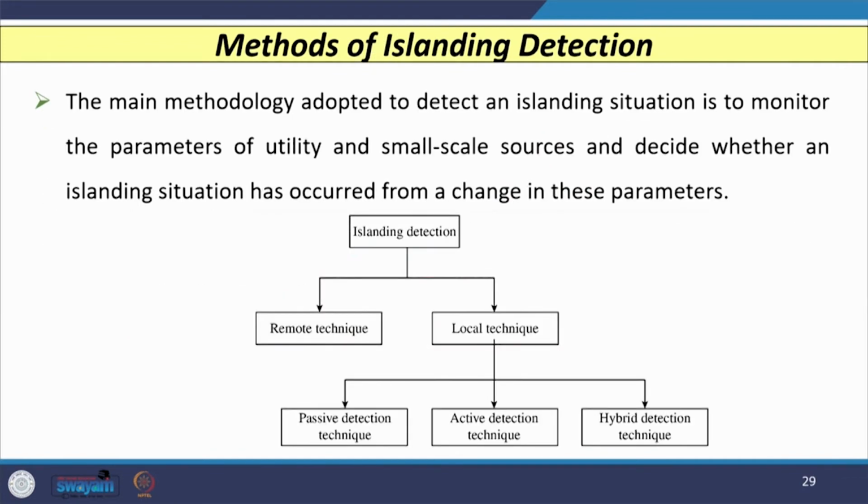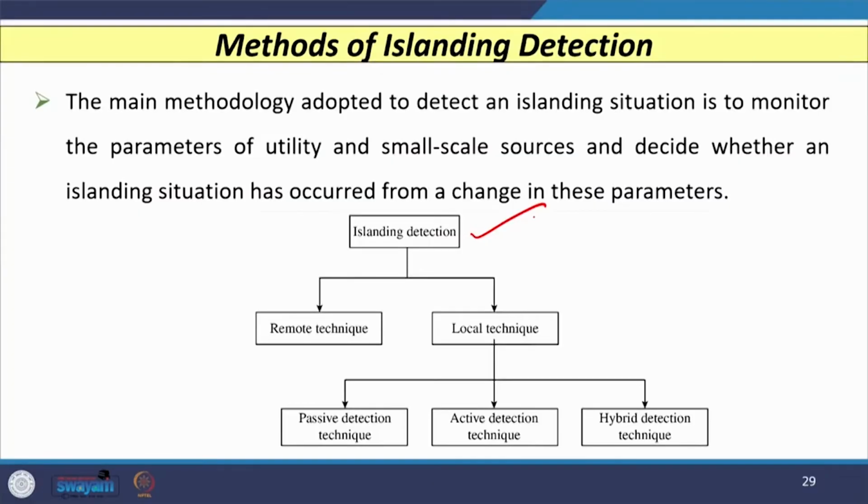So, in a nutshell, we can say that we have to detect the islanding situation before 2 seconds. So, we need to use certain techniques. Let us see what are the various techniques that are used in case of islanding situation. For islanding detection, mainly two techniques are used. The first technique is known as remote techniques, and the second technique is known as local techniques.